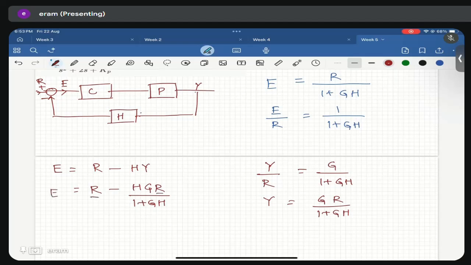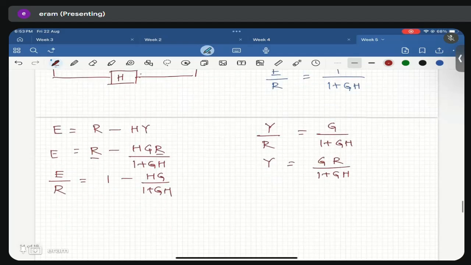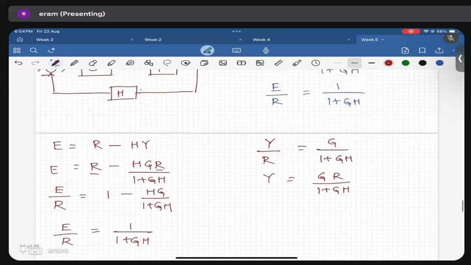Here we can take R common and we take it to the left side. So we'll be left with 1 plus GH by... so this will give me E by R equals nothing but 1 by 1 plus GH. That's what I have written here.